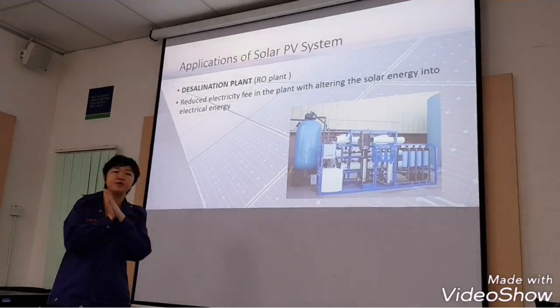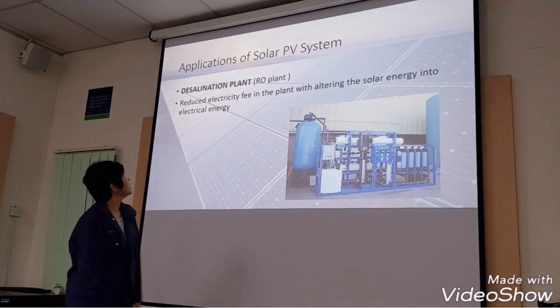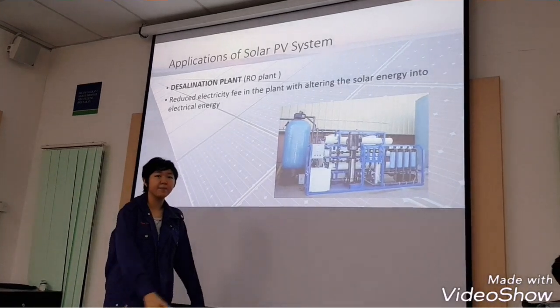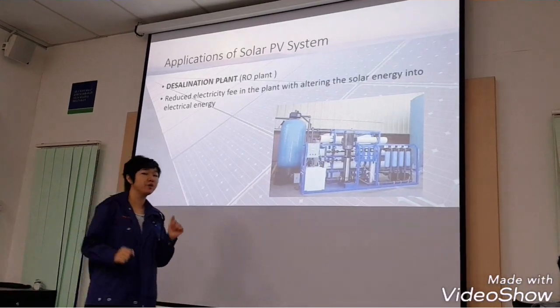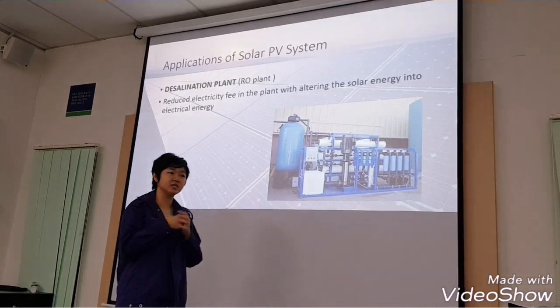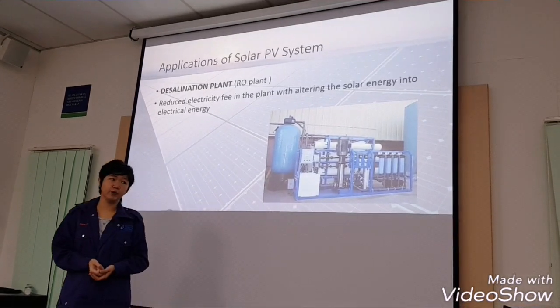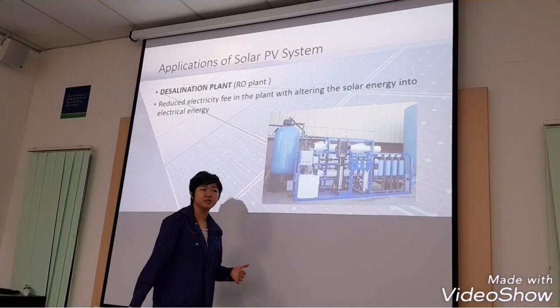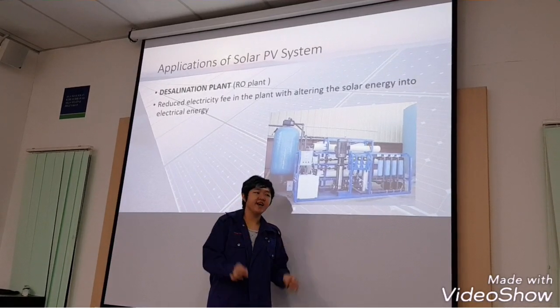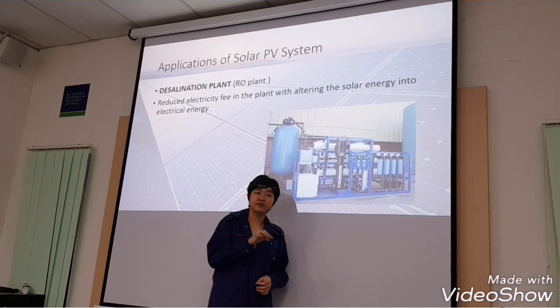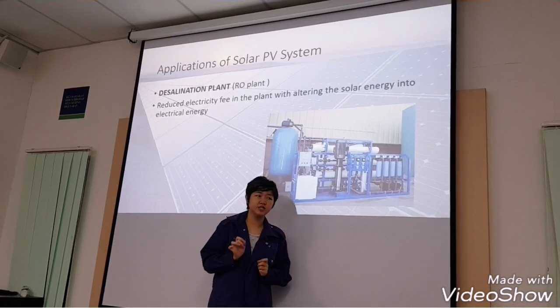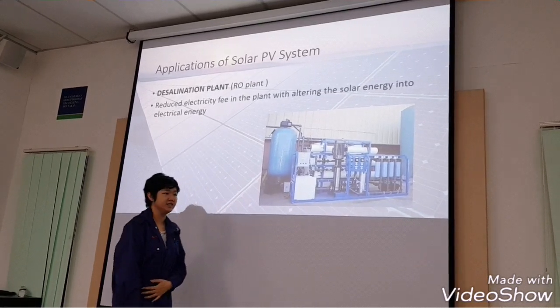Next, you can see the PV system in a desalination plant, especially a reverse osmosis plant, because this plant uses a lot of electricity. So to reduce the electricity fee, they convert solar energy into electrical energy. Next.